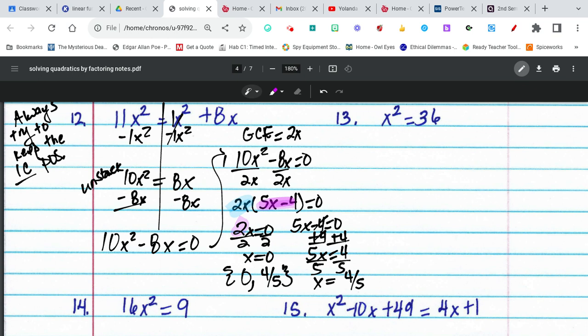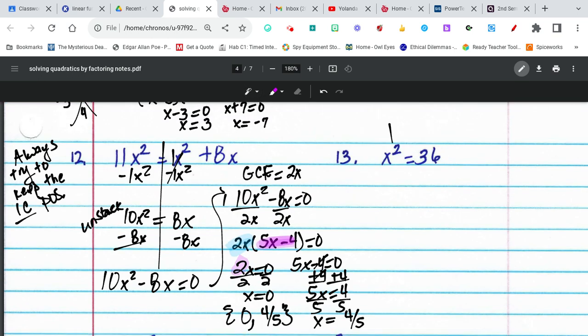You just got to try to get it set equal to 0. All right, I'm not going to move this. I'm going to move this one, because if I move this one, I'm going to have to change this to negative. I don't want my leading coefficient to be negative. So I'm going to subtract 36 from both sides. Let's unstack these. So that's going to be x squared minus 36 equals 0.